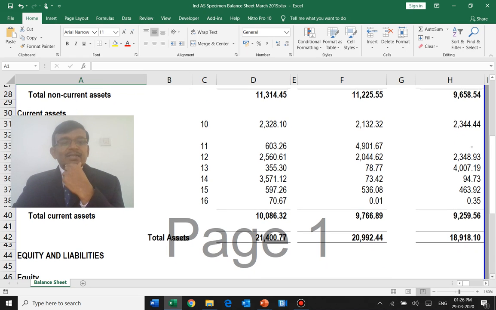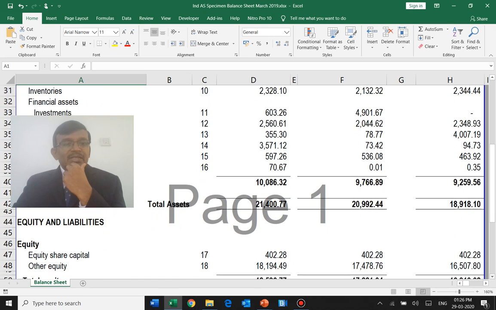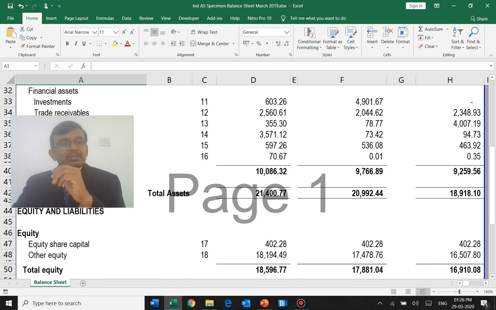The total of non-current assets and current assets is what we are seeing as the total for the asset side of the balance sheet. Now we go to the equity and liability side of the balance sheet. Equity is nothing but the shareholders' funds. Whatever is the funds contributed by the shareholder and whatever is attributable to the shareholders at the time when the company goes for liquidation, those items are considered as part of equity.